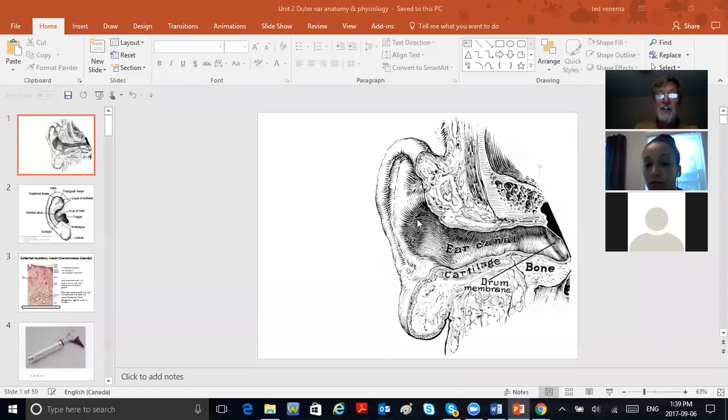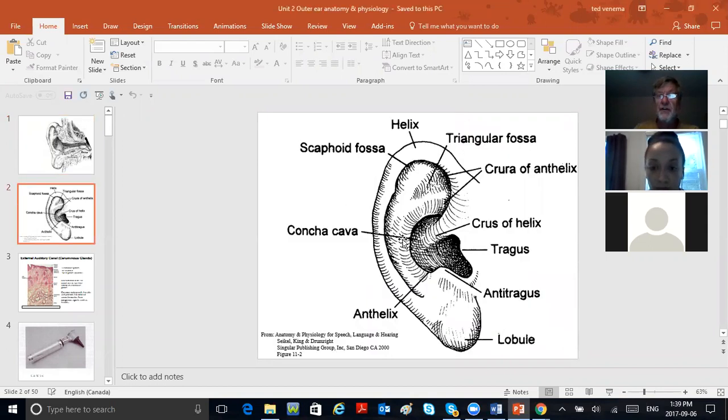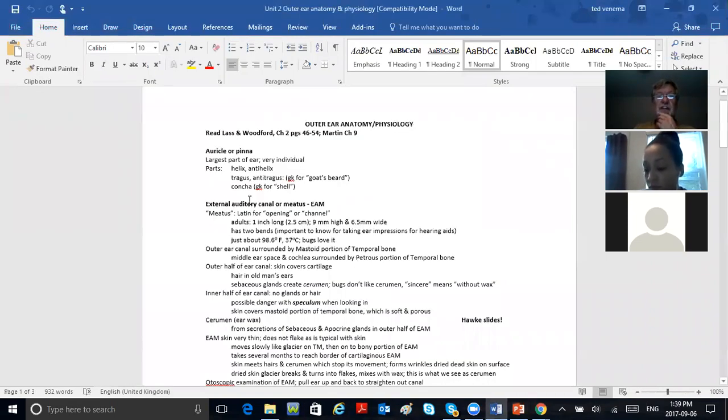Helix, antihelix, concha, and tragus. None of the other stuff is all that politically important. So I'm crura, I don't really care. Antitragus, I don't really care. All of this stuff, it's concha, tragus, antihelix, helix. Okay? So when you're looking at your notes, you'll see it exactly there.